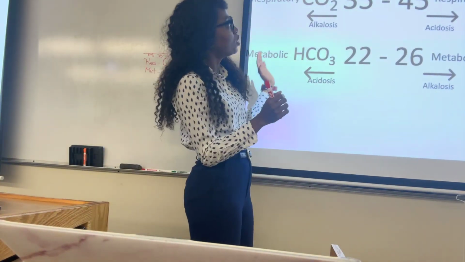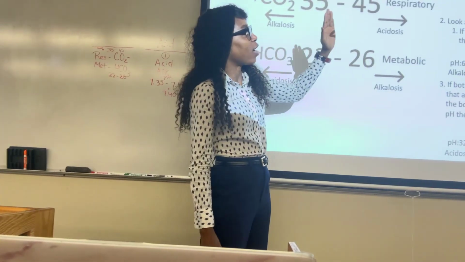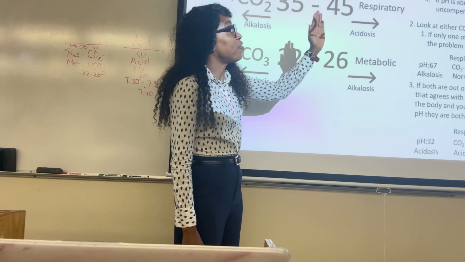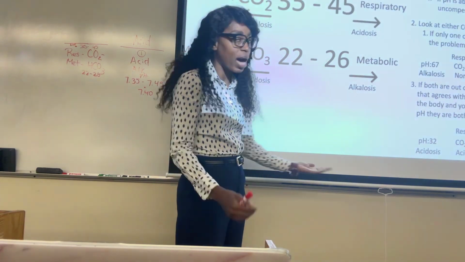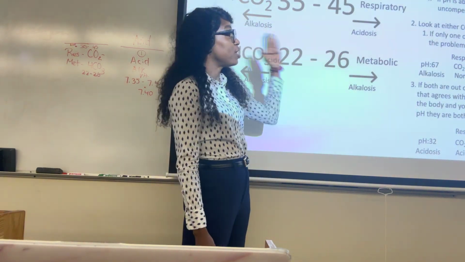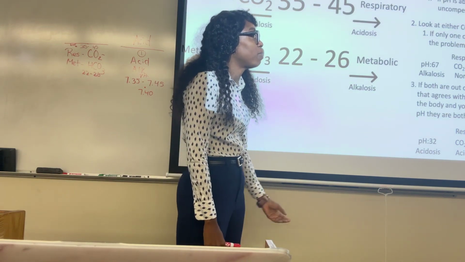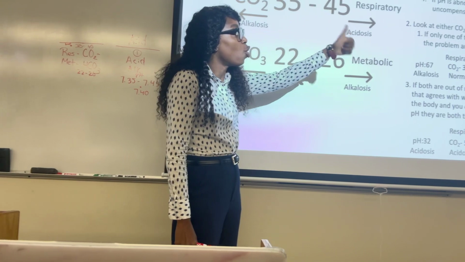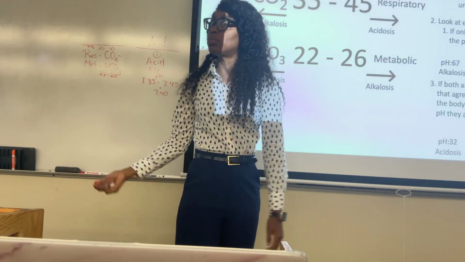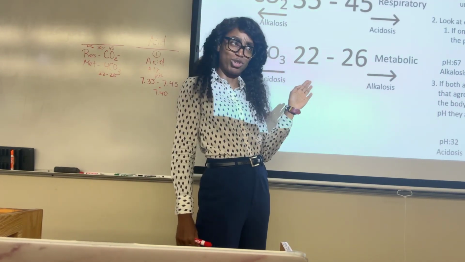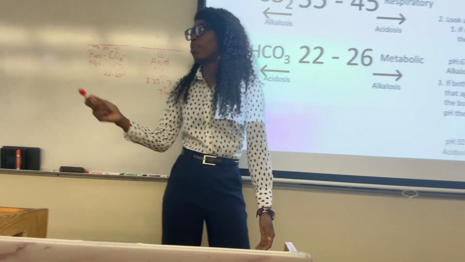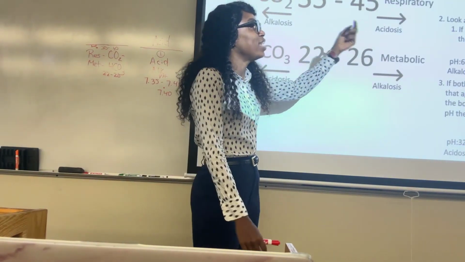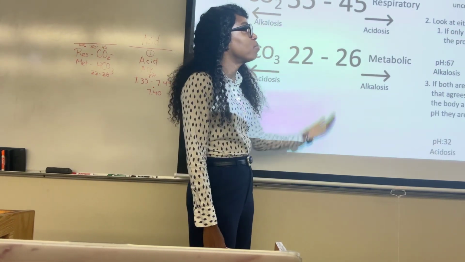So first, number one, look at the pH value. Is it within range or out of range? If it is higher than 7.45, the body is alkalotic. If it is lower than 7.35, the body is acidic. If it is normal, either there's no problem, and that can happen too. Sometimes, I'm not saying they're trying to trick you, but they try to trick you, and you think there's a problem, but there isn't. Everything is fine. If it's normal, either there's no problem or the problem was fully compensated.